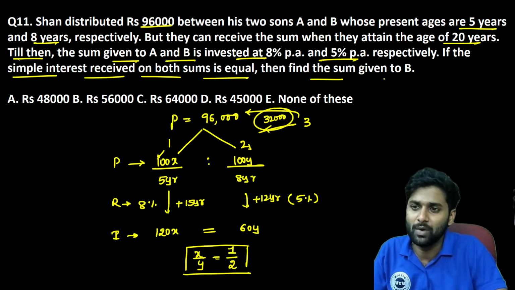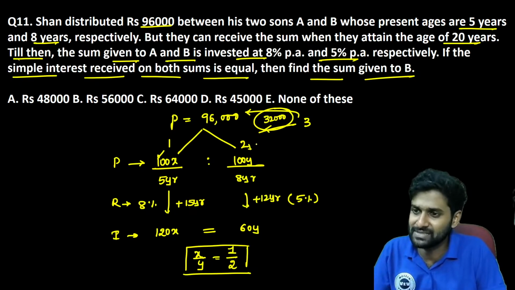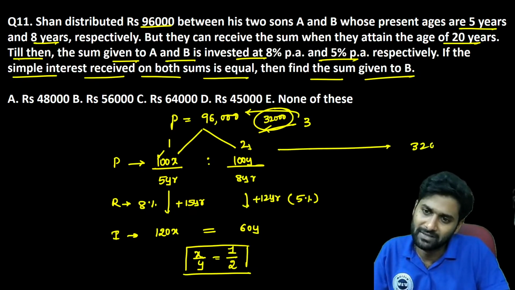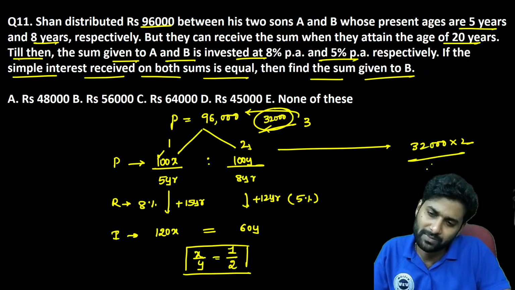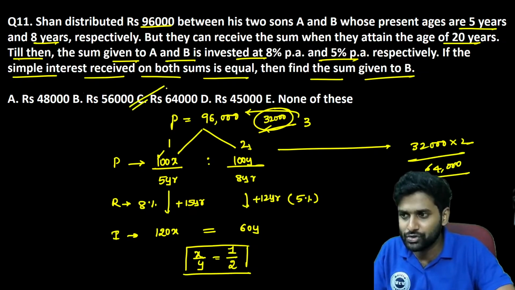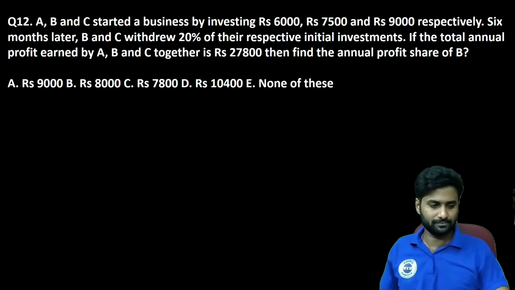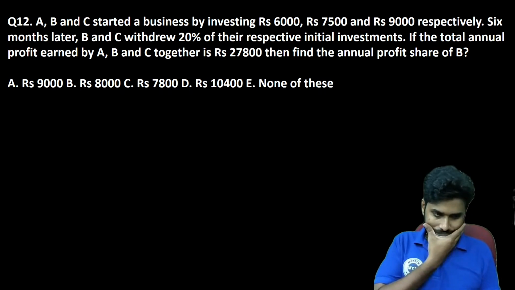Now the question here: what is the sum given to B? It means the second person. So the second person's value becomes 32,000 multiplied by 2. It becomes 64,000. Try to understand the question, then you can simplify the whole theoretical data.